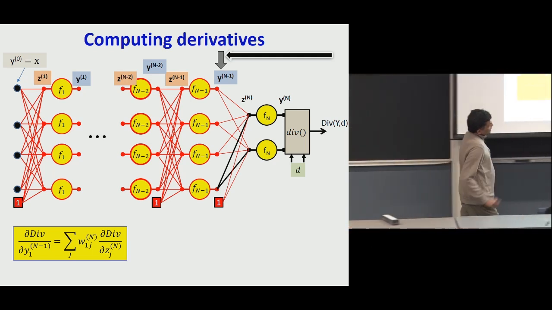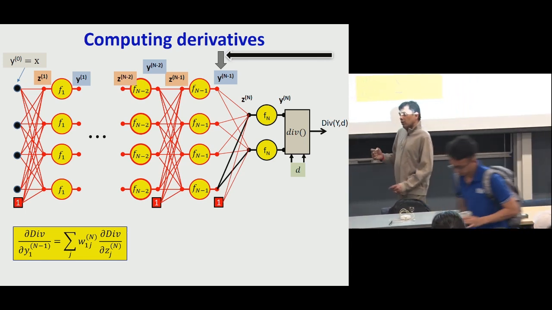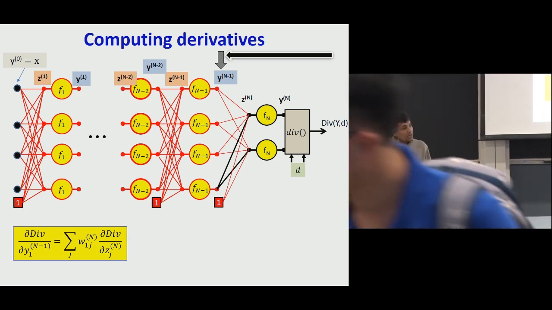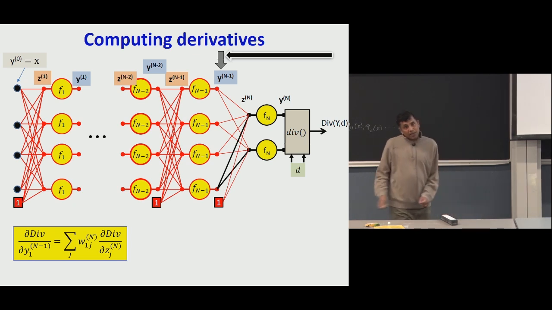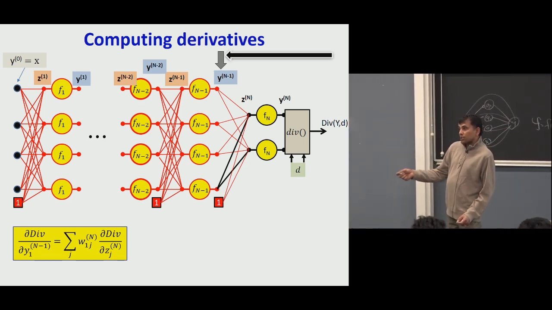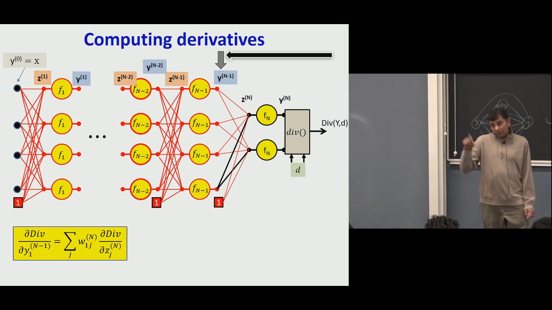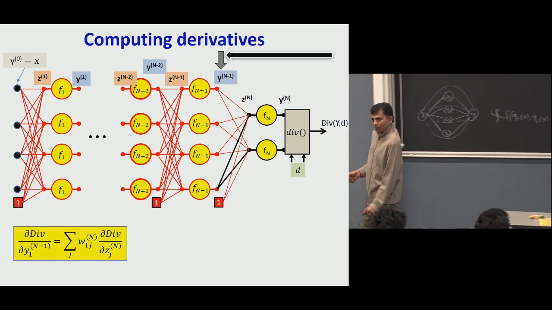that the derivative of the divergence with respect to these y's is an affine combination. In fact, it's a linear combination of the derivative of the divergence with respect to the subsequent z's. See the analogy between the forward and the backward pass? The z's were an affine combination of the y's. The derivatives of the divergence with respect to the y's are an affine combination or a linear combination of the derivatives with respect to the z's.